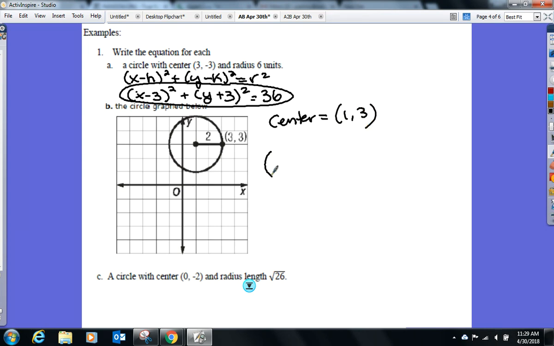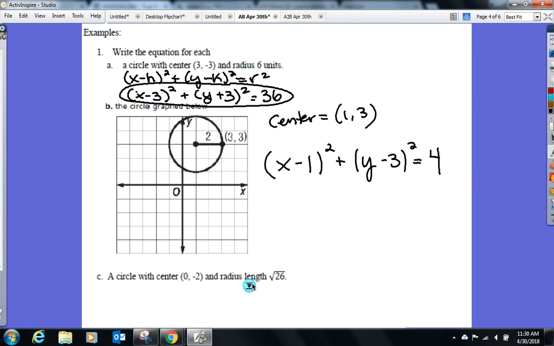So here we go. X minus 1 squared plus y minus 3 squared equals, now what's in for r squared? Not 2, but 4, 2 squared. Whew. Everyone all right where all this is coming from here? Because it's going to get a little nuts here in about 10 minutes.